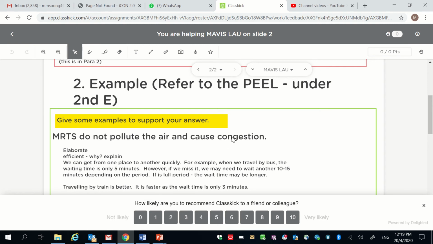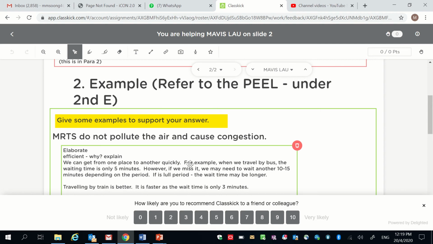But what congestion are we talking about? Road congestion. So you have to specify. So I am now giving you an example of how to specify. You must elaborate by saying, all right, efficient. The Singapore public transport is efficient. Why? You explain. Then you explain that we can travel from one place to another quickly.